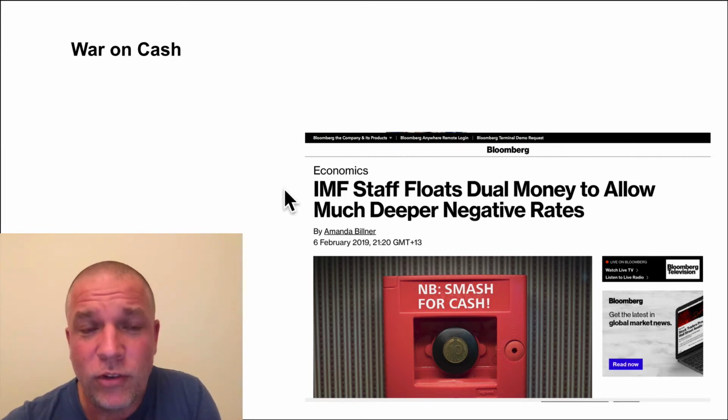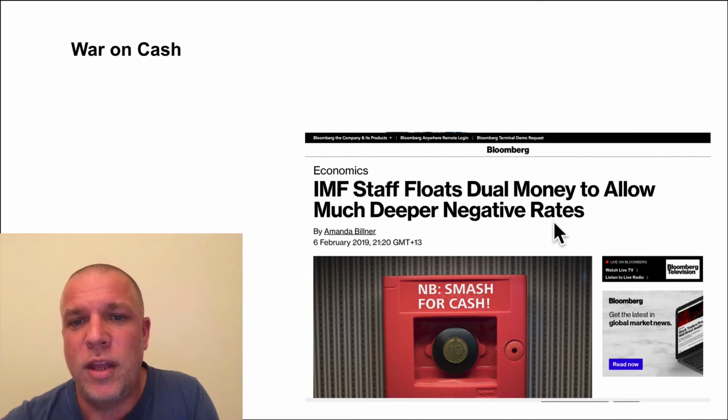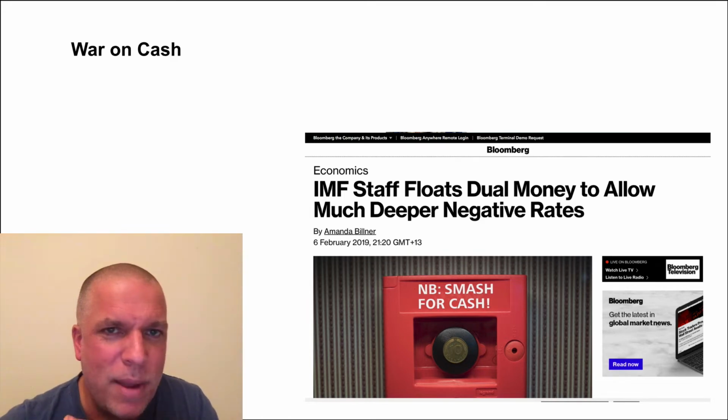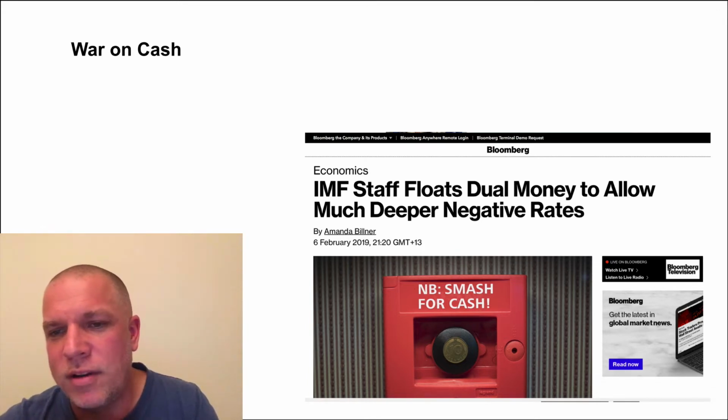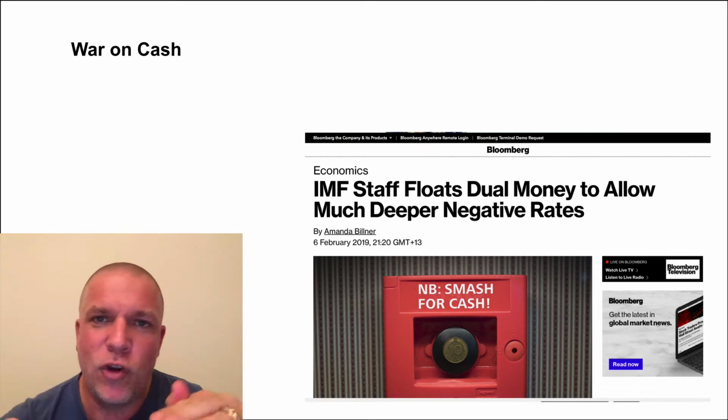So I thought this was another interesting thing out of the IMF that came out in February, where they were talking about a dual monetary system to allow deeper negative rates. Their proposal was, they first tried to ban cash outright, and they've run into quite a lot of resistance there, so I think that's probably off the table for now. So this is an alternative, where they want essentially a two monetary system.